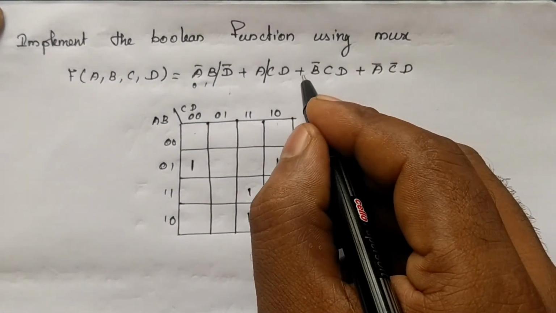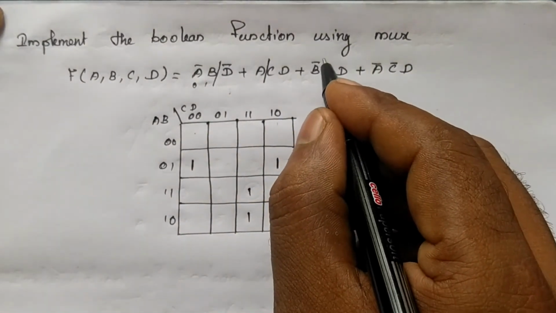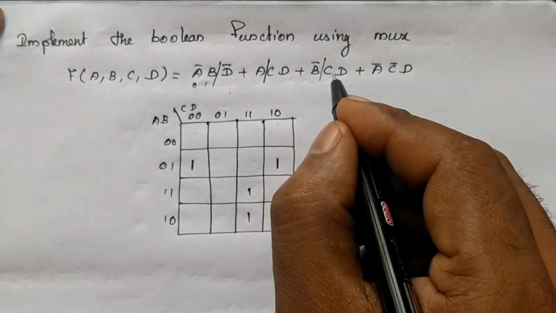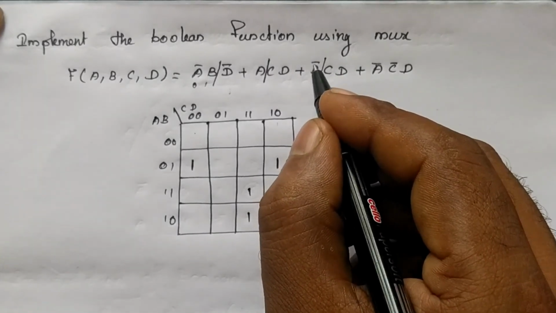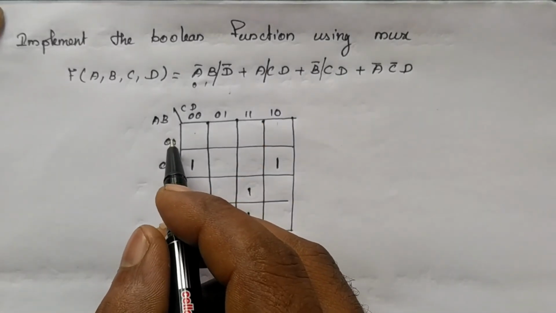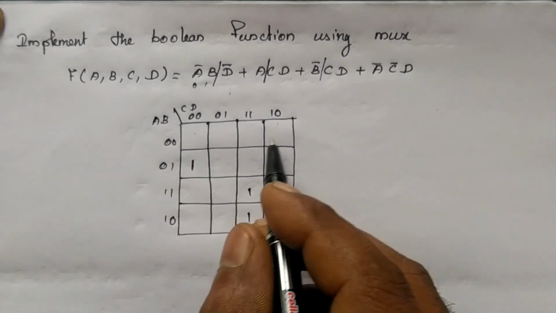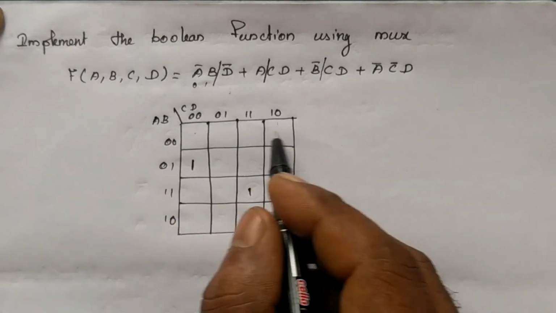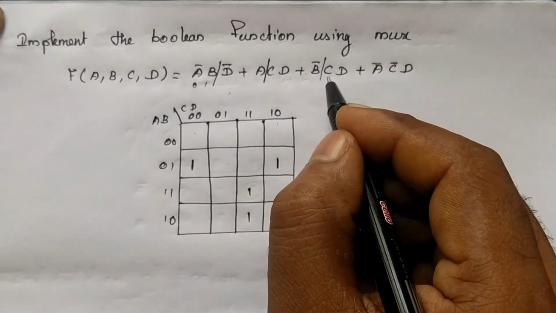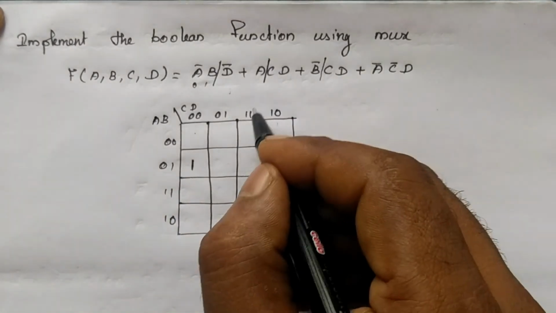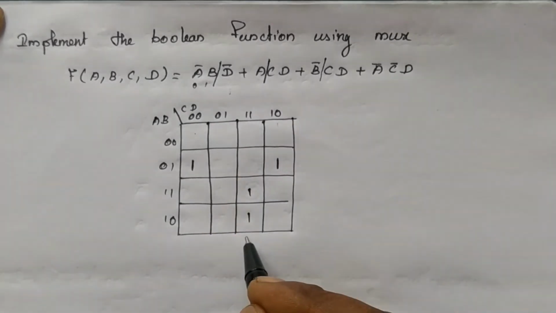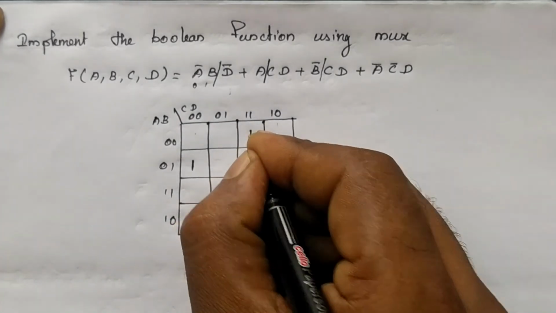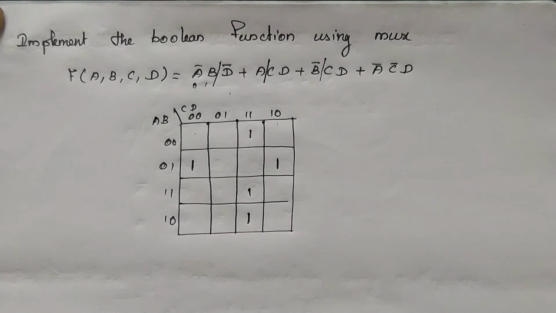Likewise here B bar C D, therefore we can split it into 2. B bar means B value is 0. So between these two rows we have B value 0, therefore these two are selected. Then we have CD, which is 1 1. So in this column, this position and this position will have the value 1.